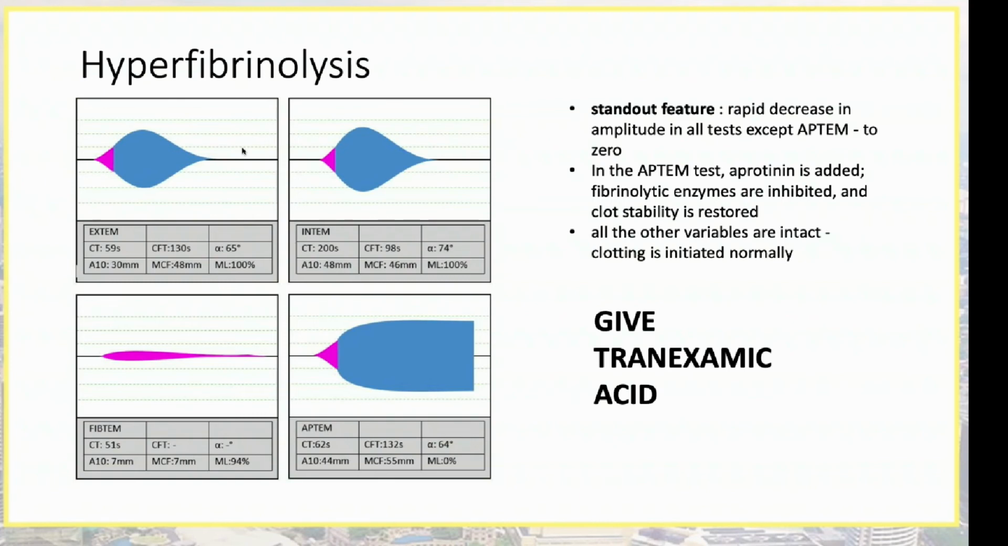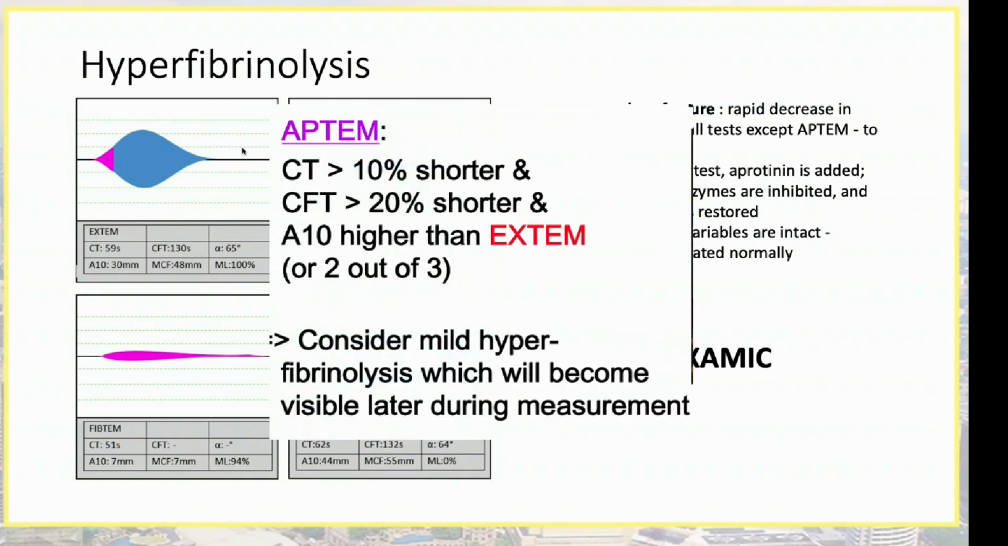But if you want to wait until the end of the test, it will take about 30 to 60 minutes. So there is a way to predict hyperfibrinolysis. We can compare the APTEM and the EXTEM. If the clotting time, the CFT and the A10 are better in the APTEM compared to the EXTEM, we can actually start to give our antifibrinolytic drugs.